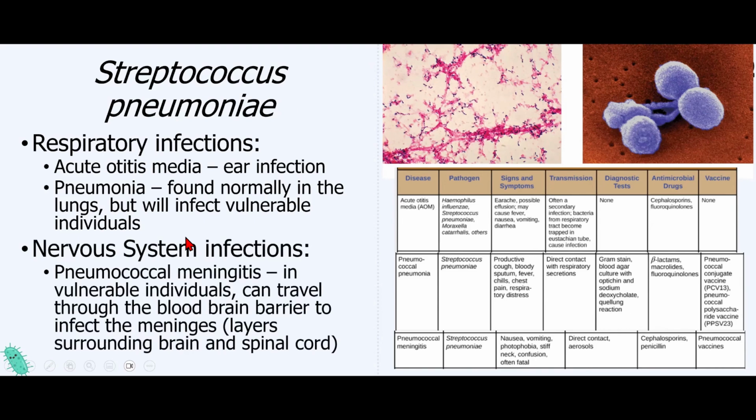Okay, and then strep pneumo can also cause an infection in the nervous system. That's called pneumococcal meningitis. Again, this is typically in individuals who are vulnerable, whether due to age, immunocompromise, etc. But the bacteria can travel through the blood-brain barrier and infect your meninges, which are the layers that surround your brain and spinal cord. And again, the meningitis could be due to exposure when you had pneumonia and then it traveled. So there are different ways for it to get into the body.